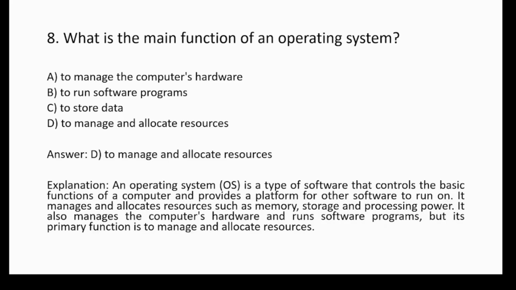An operating system, OS, is a type of software that controls the basic functions of a computer and provides a platform for other software to run on. It manages and allocates resources such as memory, storage, and processing power. It also manages the computer's hardware and runs software programs, but its primary function is to manage and allocate resources.